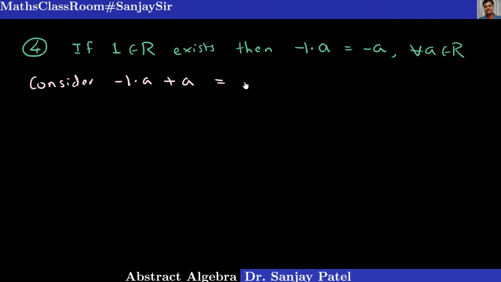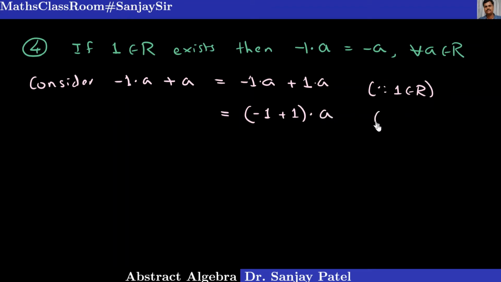Since the ring has unity, I can write this as 1 into A. Remember, this 1 is a unity element. It is not the real number 1. Because 1 belongs to R, that is, R has unity, A you can write as 1 into A. And this, by the distributive property of the ring, we can write as minus 1 plus 1 times A. This is by distributive law.